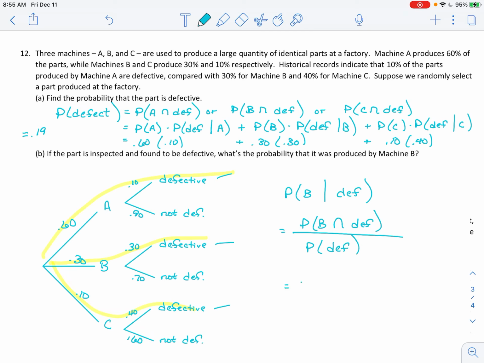So I already know B and defective. We found that earlier. That's the 60% times the 10%, that first branch. And on part A, I found the probability that it was defective. So I just want the quotient of these two things. Oh, B and defective. I can read. I did A and defective. This is the one we want. The 0.3 times 0.3. So I'm going to take 0.09 divided by 0.19, and I get about 0.474, I believe.